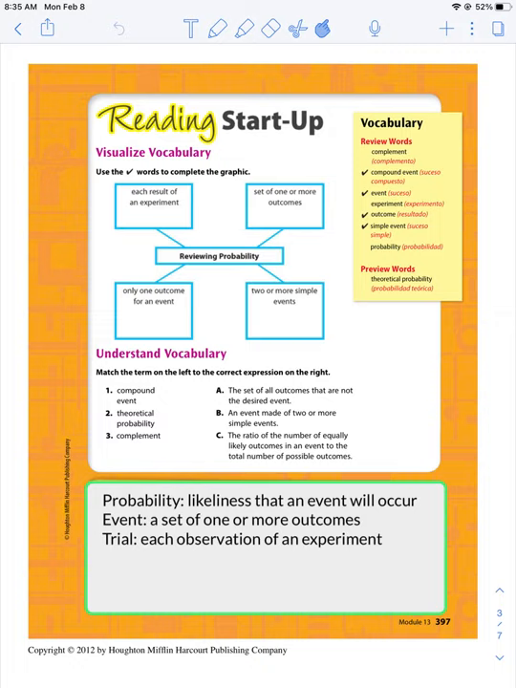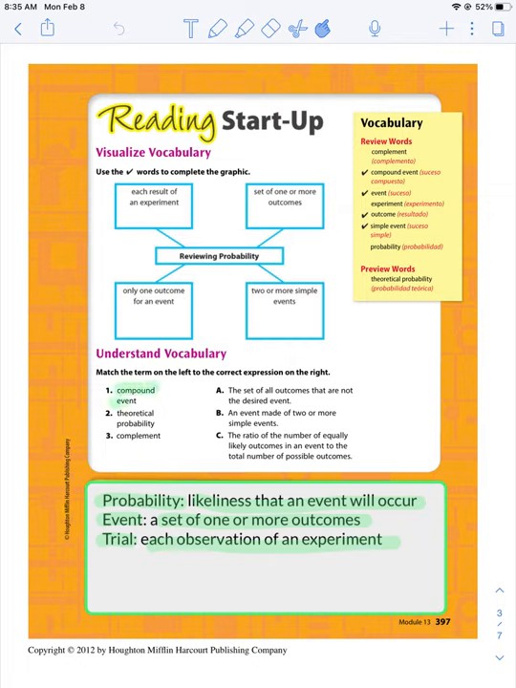Those are some vocab words we learned in chapter 12 that are pretty important in chapter 13 as well. So probability is the likeliness that an event will occur. An event is a set of one or more outcomes. And then a trial is each observation of an experiment. Now in chapter 13, we're dealing with theoretical probability, so we won't see as many trials, but we will still see events. And in chapter 13, we have a couple more words that are important.